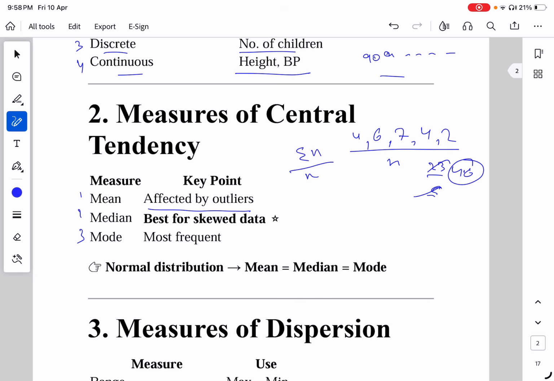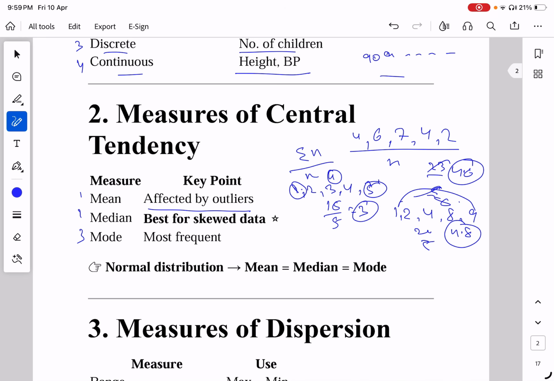Outliers means extremes. Like if there is a series of five numbers, 1, 2, 3, 4, and 5, the mean is 1 plus 2 is 3, 3 plus 3 is 6, 10, and 15. 15 by 5 is 3. Now suppose the numbers are 1, 2, 4, 8, and 9. Then 1 plus 2 is 3, 7, 15, and 24. 24 by 5, so it is 4.8. So it is affected by outliers: here in 1 to 5, the difference between the biggest number and the smallest number is only 4. Here the difference is 8. So it depends on outliers.